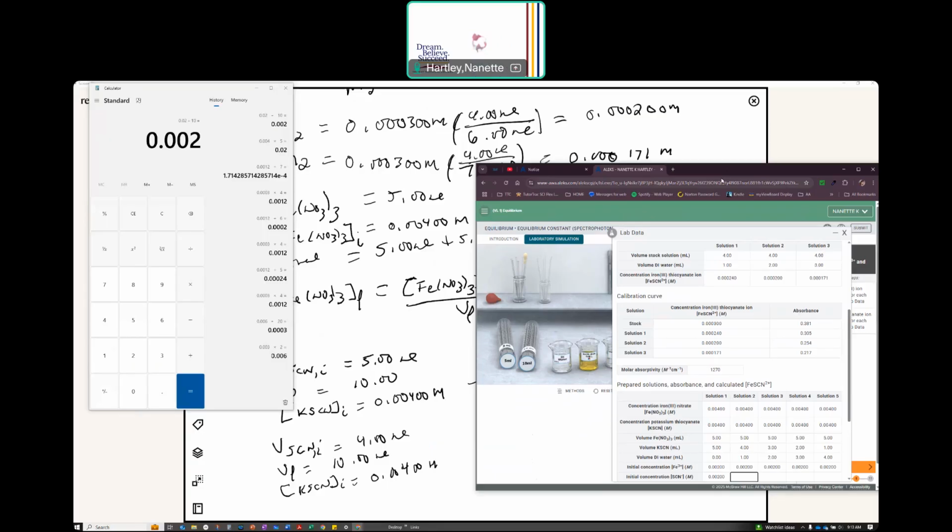Okay, so if I want to calculate the concentration of the SCN minus final, that's going to be equal to the initial concentration, 0.00400 molar, times the initial volume that I used, that 4.00 milliliters, divided by the 10 milliliters. So I can calculate that: 0.004 times 4 divided by 10. And that's 0.00016.